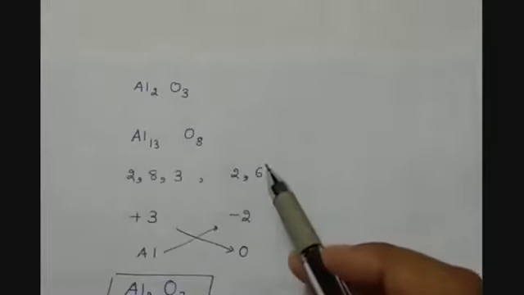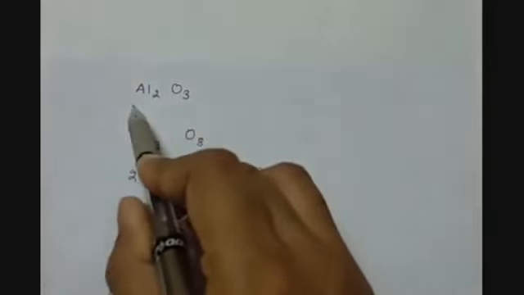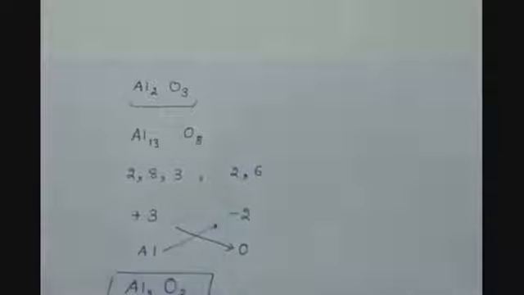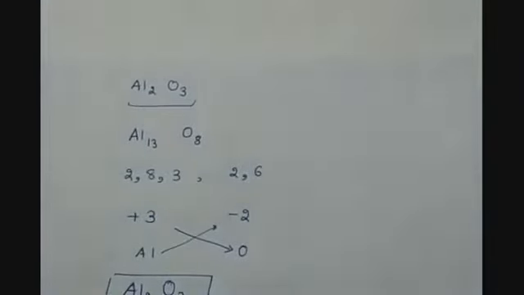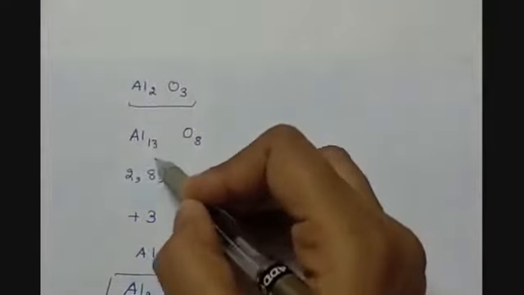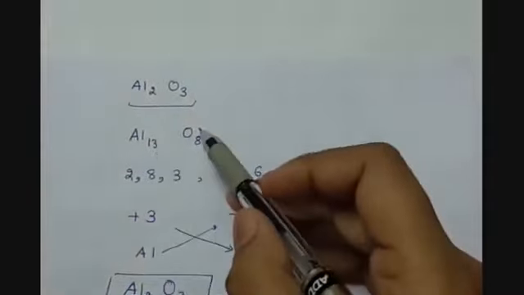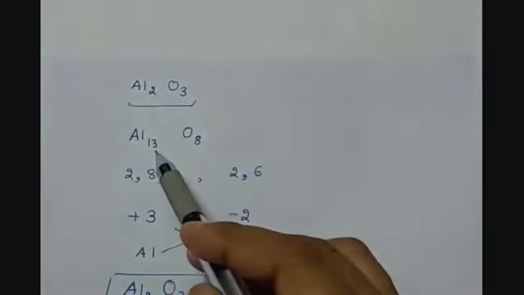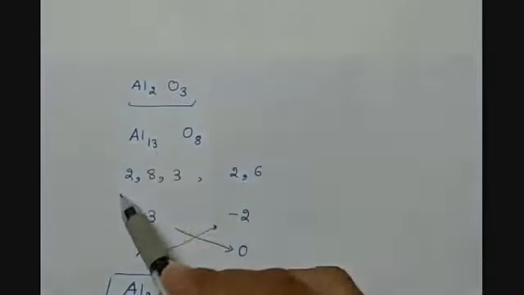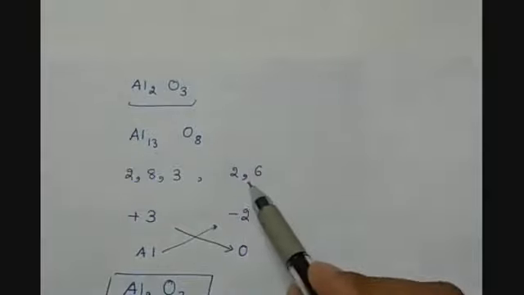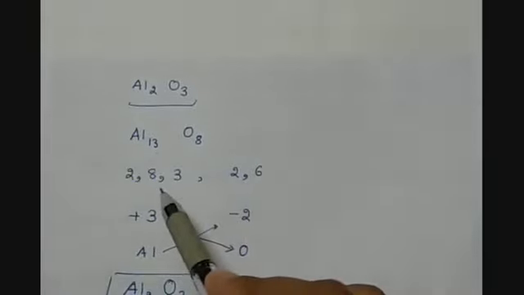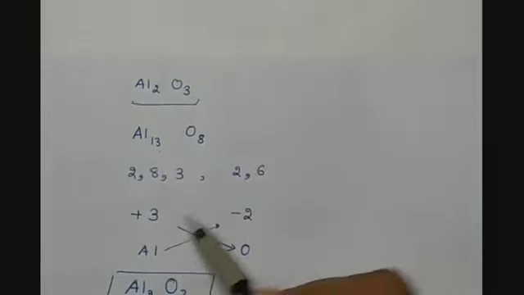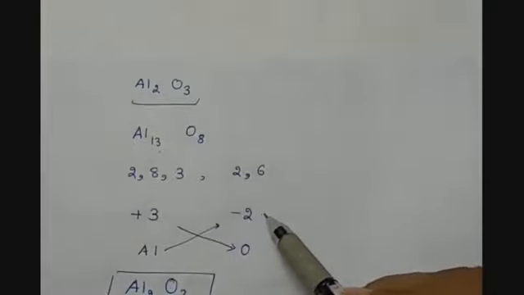To understand this, as we know that the aluminium oxide is given by this formula, Al2O3, and we know that aluminium is having atomic number 13, whereas oxygen is having atomic number 8. So accordingly, the electronic configuration of aluminium will be 2, 8 and 3, for oxygen 2, 6. So the valency of aluminium is plus 3 and valency of oxygen is minus 2.